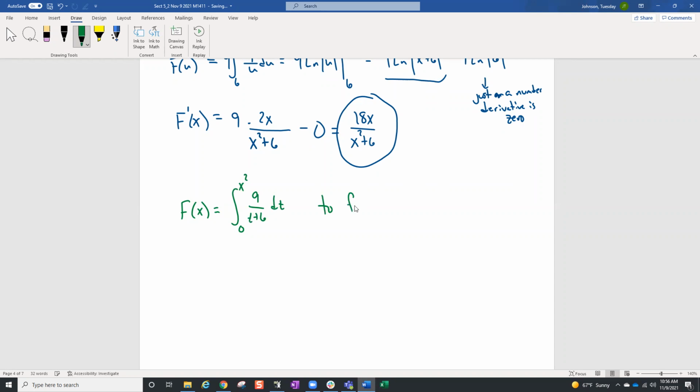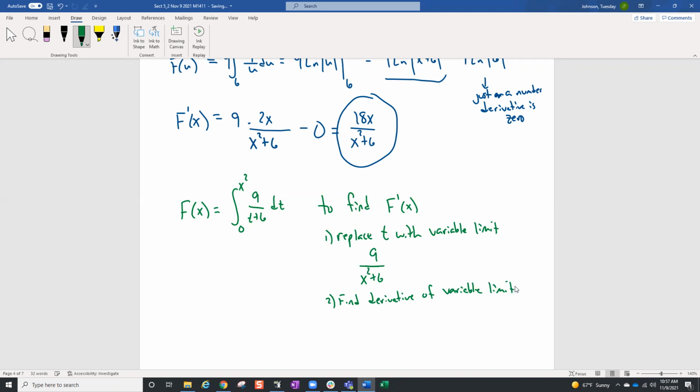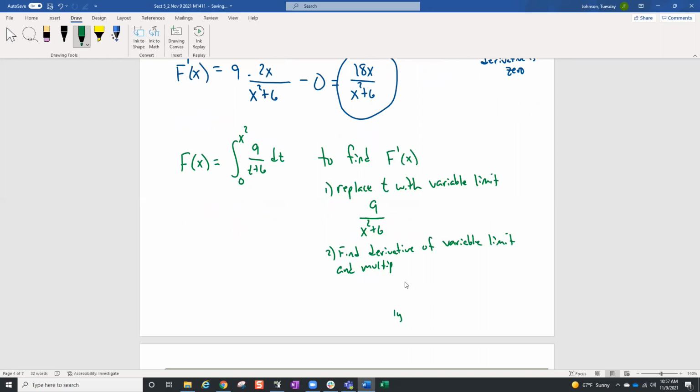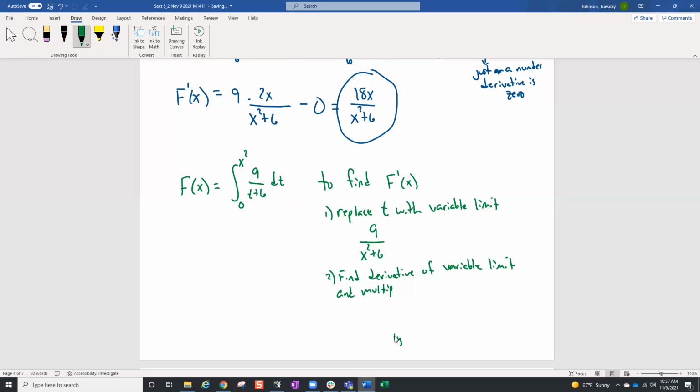So to find f prime of x, step 1, replace t with the variable limit. All right, 0 is not a variable, x squared is a variable. So I'll have 9 over x squared plus 6. Step 2, find the derivative of the variable limit and multiply. All right, so I don't know why I took those values with me.